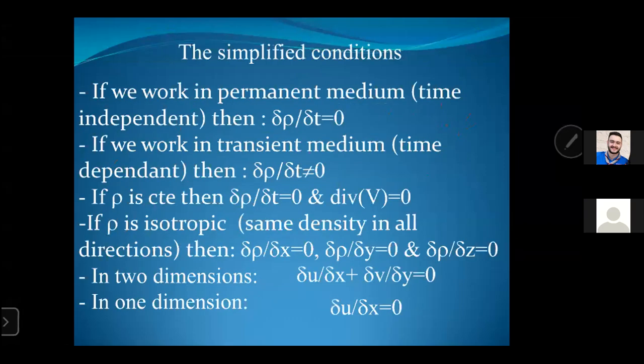Okay. Then we need to talk about the simplification, the simplified conditions. Did we talk about them last session? No, we didn't talk about them. Okay.